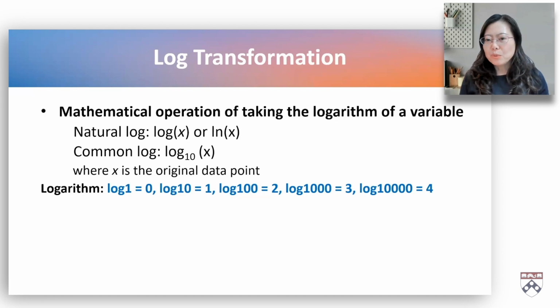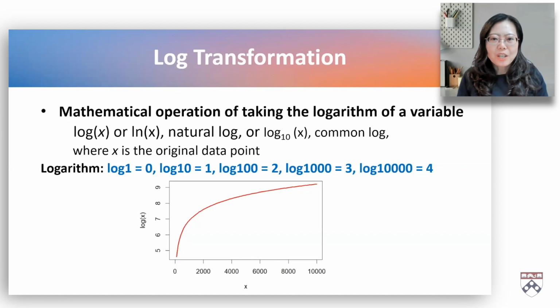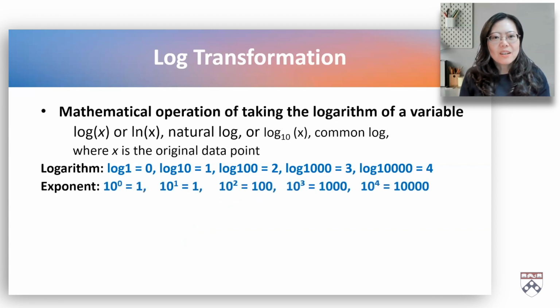Log 1 equals 0, log 10 equals 1, log 100 equals 2, log 1000 equals 3, log 10,000 is equal to 4. The log function transforms a large value. This graph illustrates how the log function compresses the high numeric range from 0 to 10,000 to 0 to 10. Log transformation is a powerful tool for dealing with positive numbers with a heavy-tailed distribution. The logarithmic function and the exponential function are inverse operations of each other.